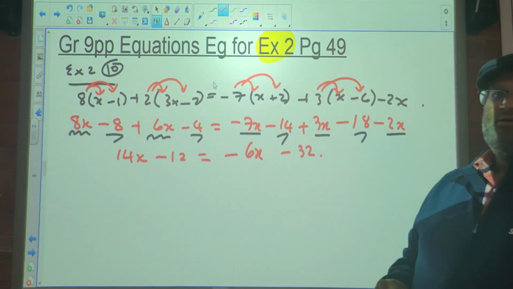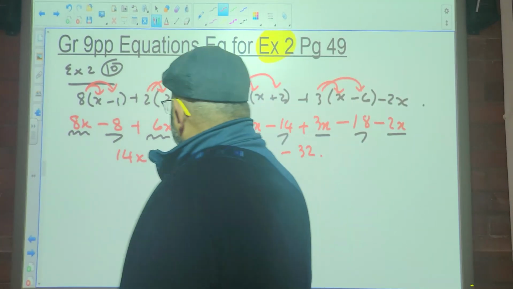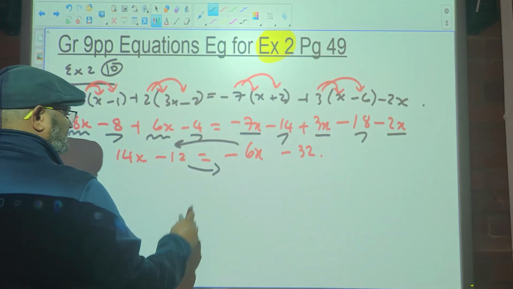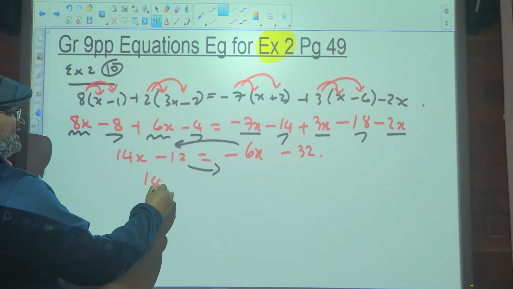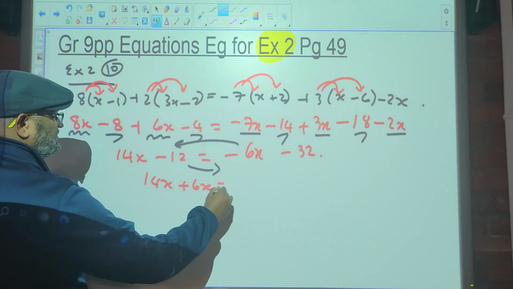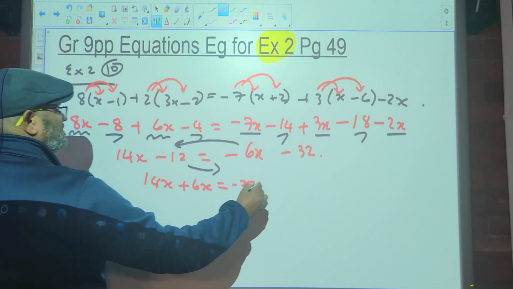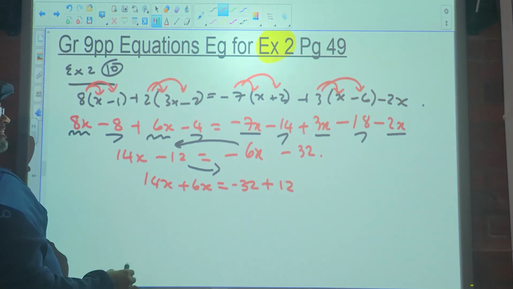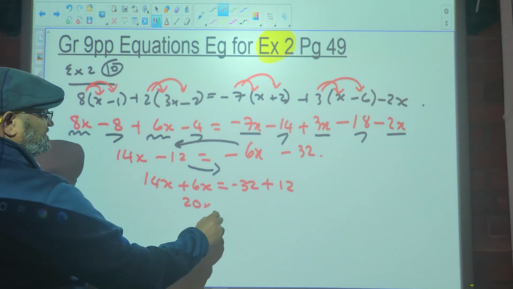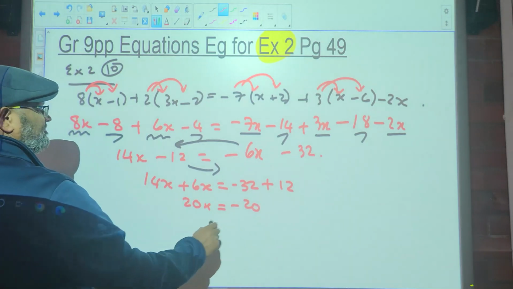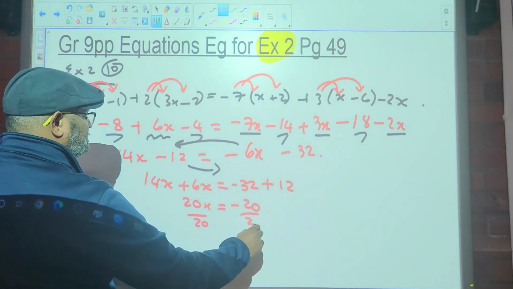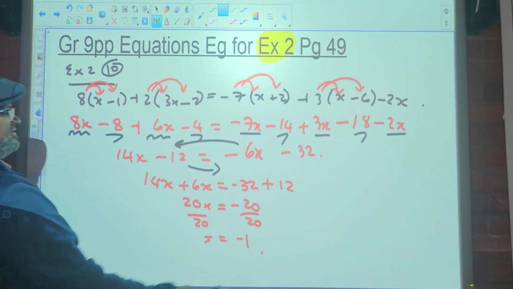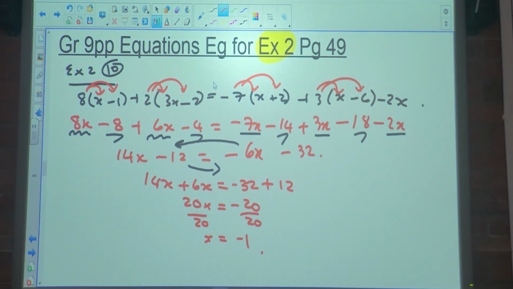So what do I do now? X is one side, numbers the other side. So it's going to be 14x plus 6x is equal to negative 32 plus 12. So it's going to give you 20x is equal to negative 20. Divide by 20 both sides, so x is equal to negative 1, which makes the answer correct again.